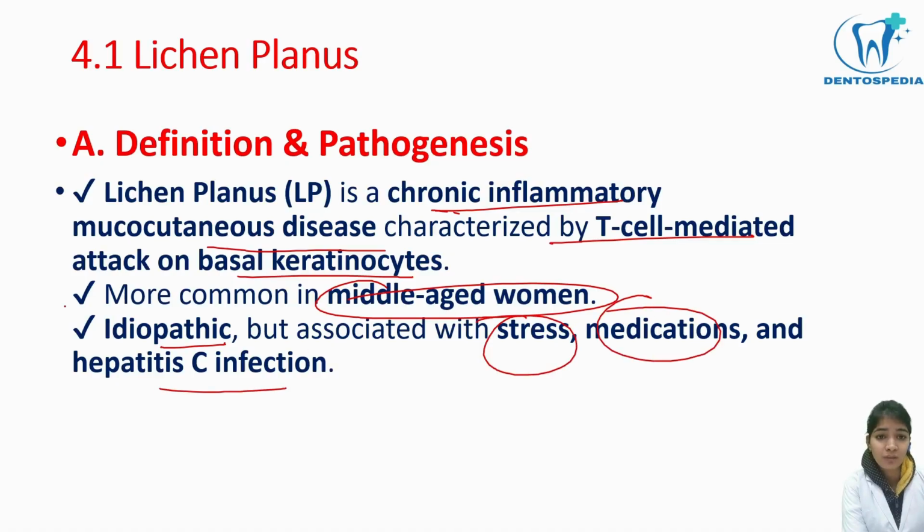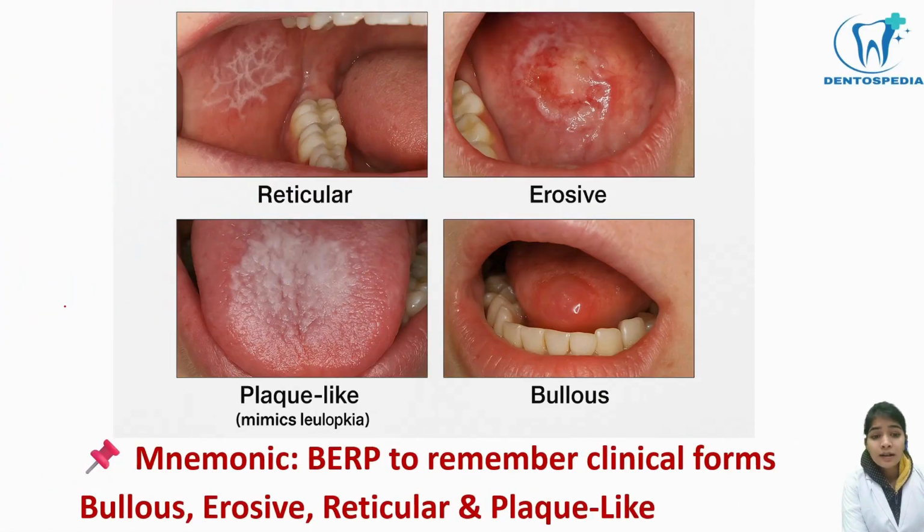hepatitis C infection. Now, see the pathogenesis, how the disease develops. Cytotoxic T lymphocytes attack basal cells. This causes degeneration of the basal layer, breakdown of the epithelial integrity, and inflammation in the epithelial connective tissue junction. It is more common in middle-aged women and usually idiopathic, like the exact cause is unknown. It is associated with psychological stress, certain medication, and hepatitis C infection.